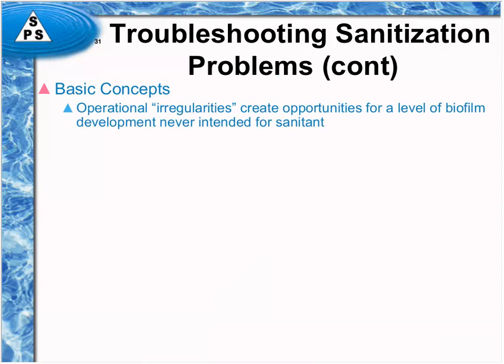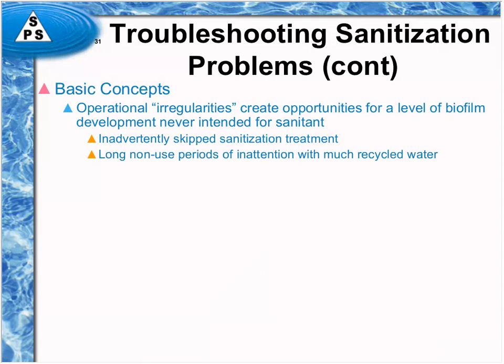Some basic concepts: operational irregularities will create opportunities for a level of biofilm development that was never intended to be handled by the sanitant. It might be an inadvertently skipped sanitization treatment. Someone thought they did it, but they didn't. It may be a long non-use period of inanition where all the water is just continuously recycling, and sometimes just recycling the same water over and over will lead to problems.